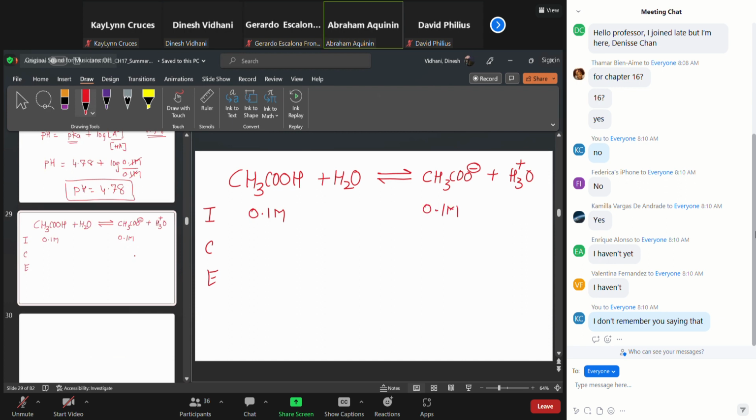Isn't there a minus sign in the initial on the reactant? And why would there be a minus sign on the reactant? Because the reactant is being consumed. That's for the C portion, not the initial amount. Very good. That's the C in ICE. Very good, Kimberly.